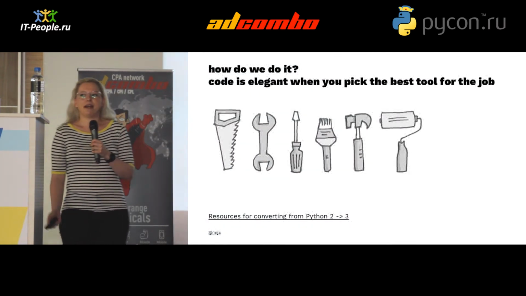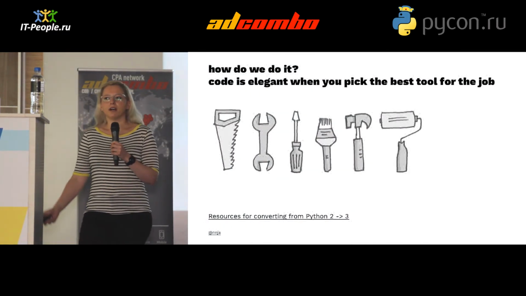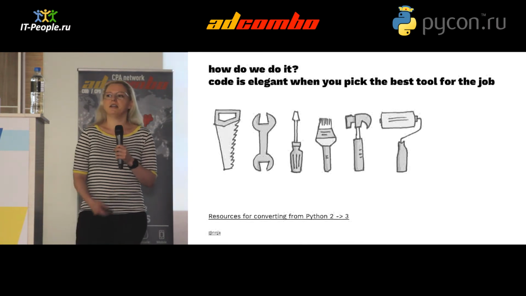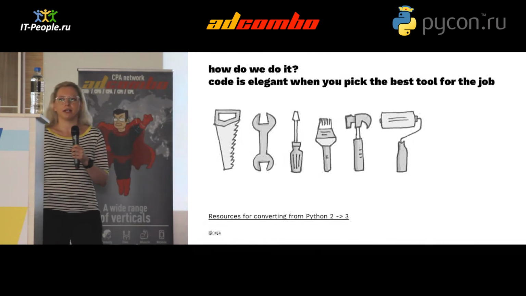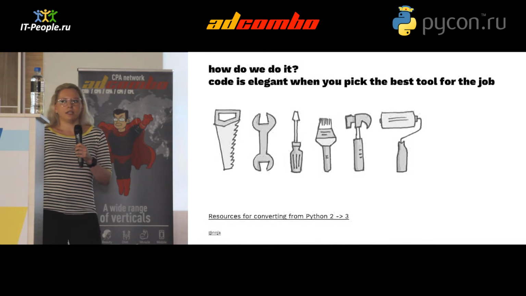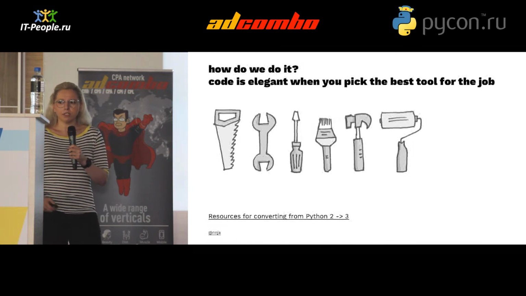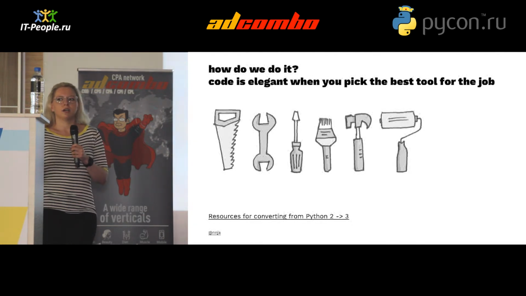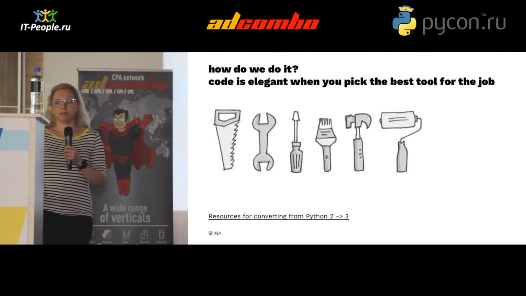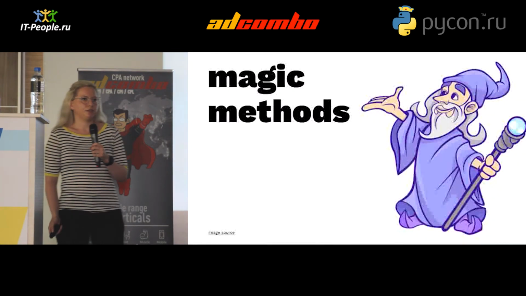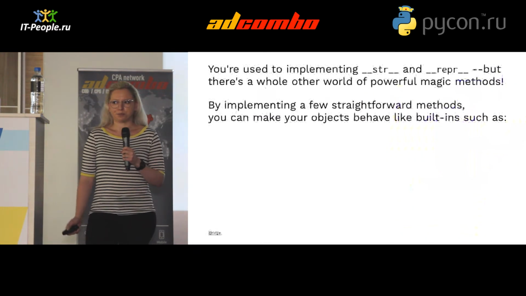We've all read the Zen of Python. You know, beautiful is better than ugly, explicit is better than implicit, simple is better than complex. But how do we accomplish this? So I'm here to share some practical tips about how to make code simpler, more elegant, more explicit. The first way that we can do this is with magic methods.